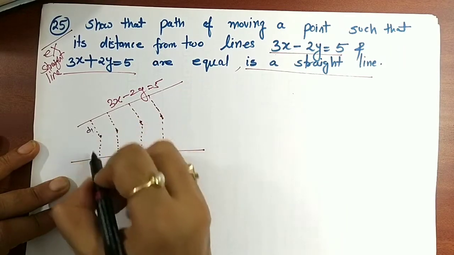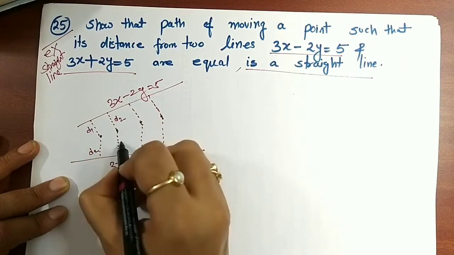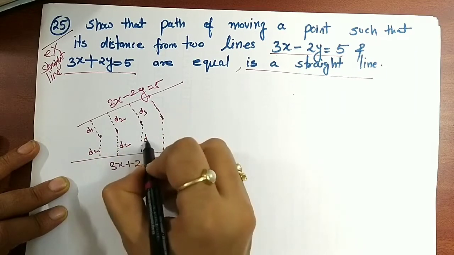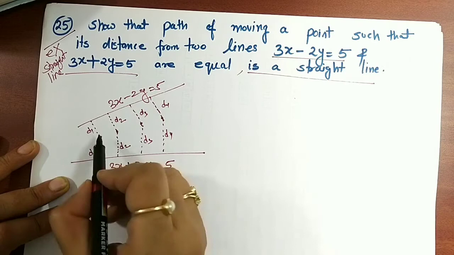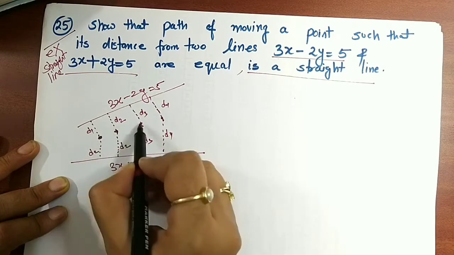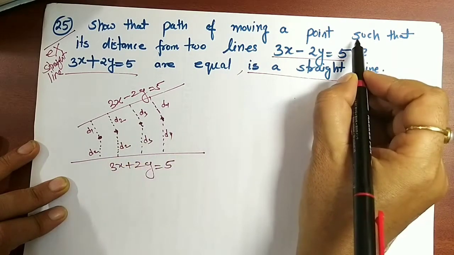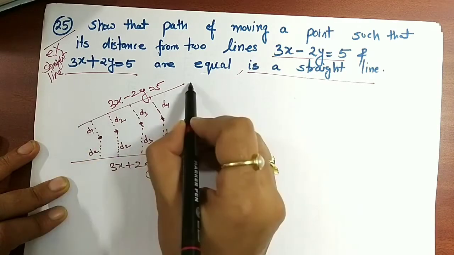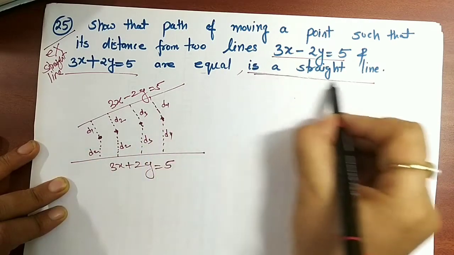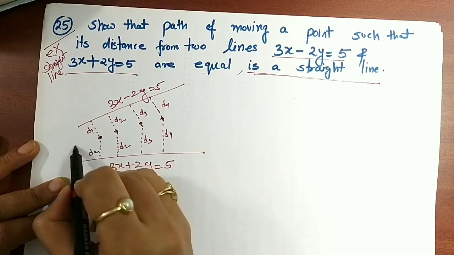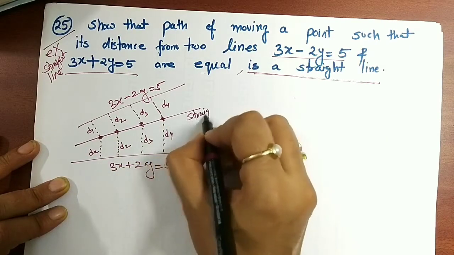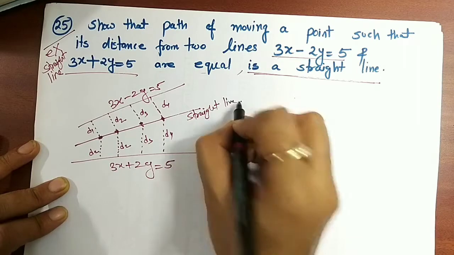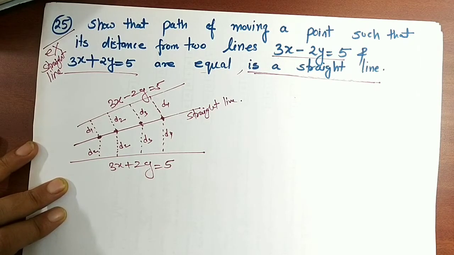Means if this is D1, this is D1. If this is D2, this is D2. If this is D3, D3. If this is D4, D4. What I mean to say is the path of the points which are at equal distance from these 2 lines, you have to prove is a straight line. You can see on your own, if I join, the path of this point looks like a straight line. But now I have to prove it mathematically.